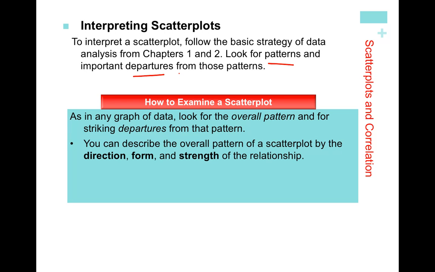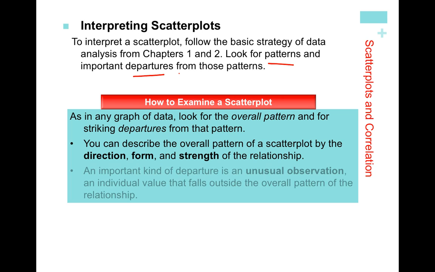So really, you need to describe the direction, the form, and the strength of the relationship, and then any unusual observations. So an acronym for you to remember here is DUFS. So direction, unusual observations, form, and strength. So you might be looking at this and saying, okay, I'm not really sure what you mean by direction or what you mean by form.